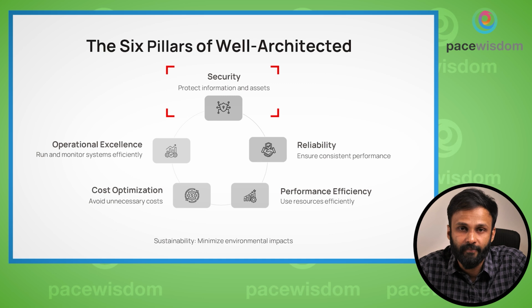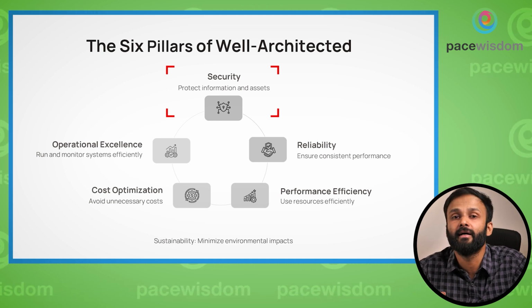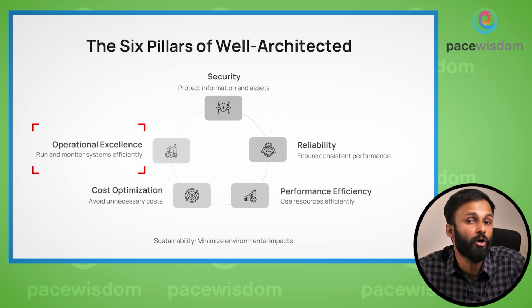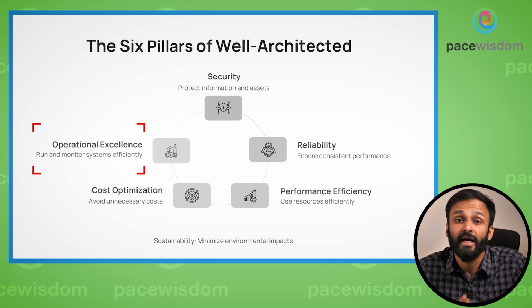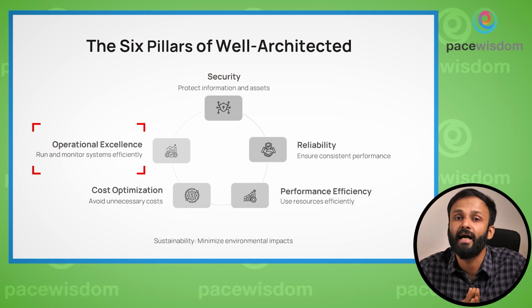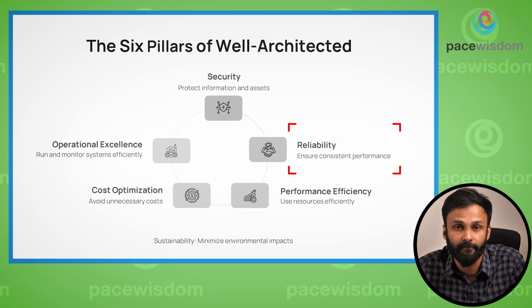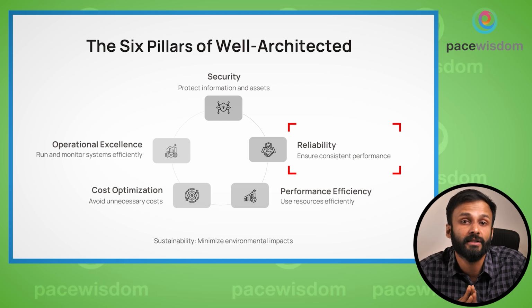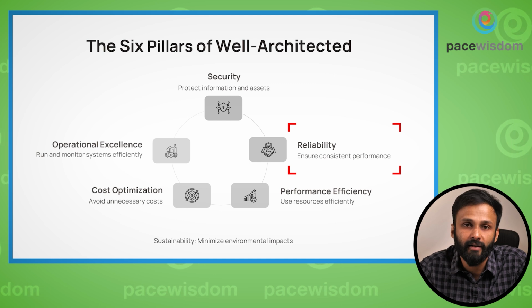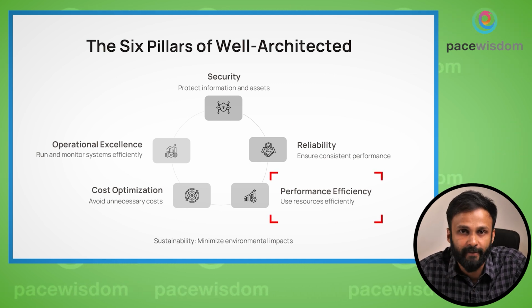So first is security. It's all about protecting your information and assets, implementing strong identity and access management, and ensuring data privacy. Second is operational excellence: running and monitoring systems efficiently, automating processes, and continuously improving operations is what it talks about. And next is reliability. It talks about ensuring your system can recover from failures, automatically scale to meet the demand, and maintain consistent performance.